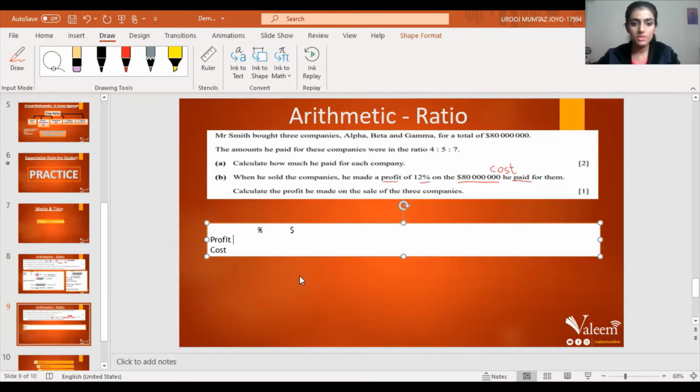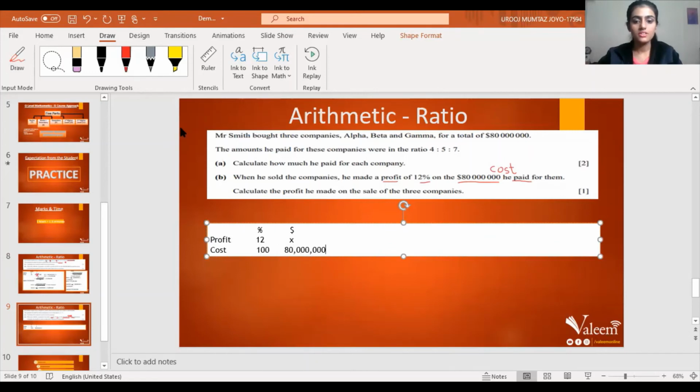So the profit percentage that is given is 12. The dollar amount, we do not know, right? X. For referencing, we used cost. Cost percentage is always 100%. If this calculator costed me $100, or you say this calculator costed me $500, I'm paying 100% of the cost. It's not on discount, I'm getting it at 100% cost. So 100%. The dollar amount we have is 80 million.